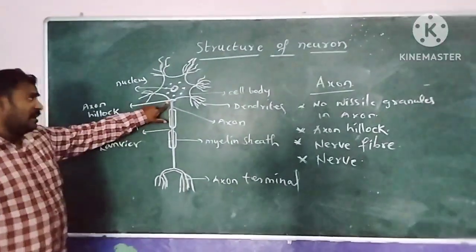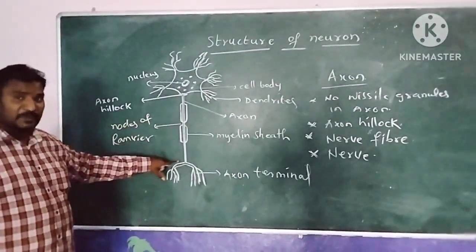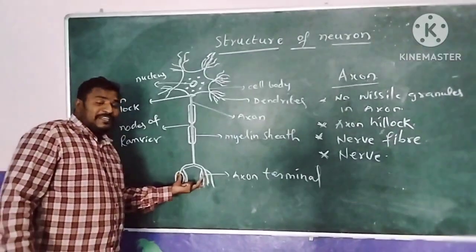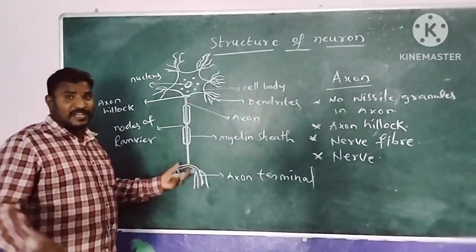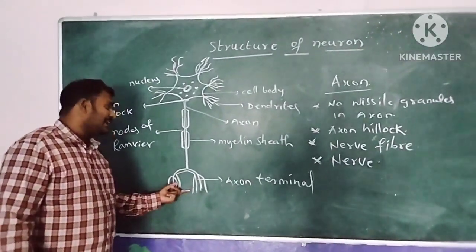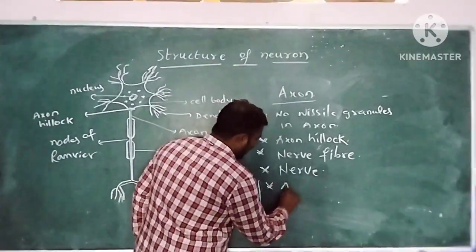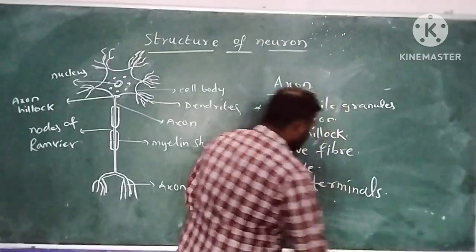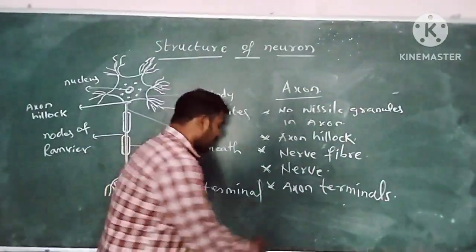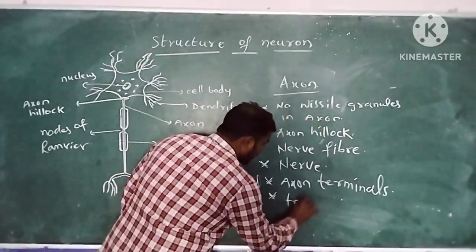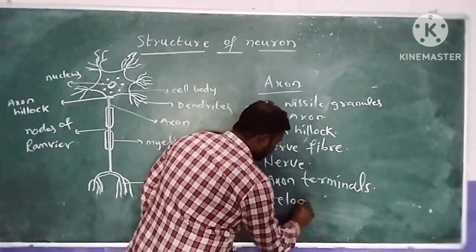From the axon hillock, after some extension, the axon can be divided into different branches. These branches of the axon are also known as axon terminals. The axon terminals are also known as telodendria.